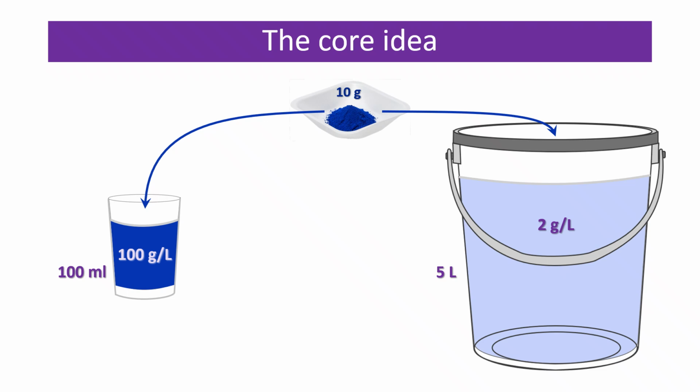Drugs behave in a similar way. We give a known amount of drug, then measure the concentration in plasma. From that, we estimate the apparent volume into which the drug has distributed.